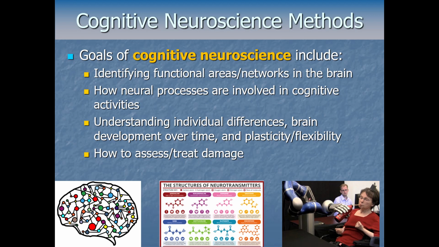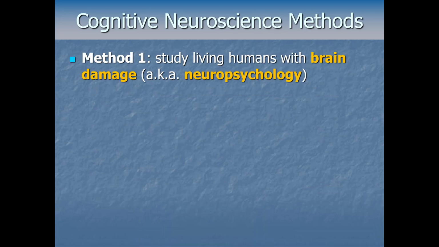At any rate, that's just a sampling of the kinds of things cognitive neuroscientists are aiming to do by scientifically studying the role of the brain in our cognition. But now let's see some of the ways this research is done. So first off, we can study living humans who happen to have suffered some brain damage. This is the area called neuropsychology.